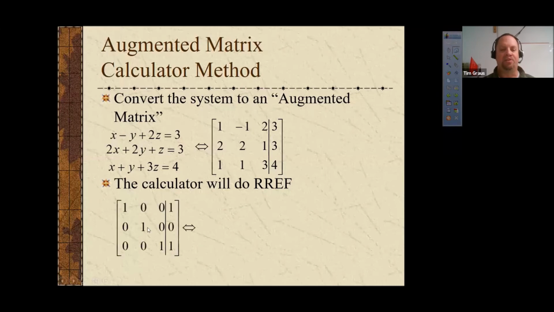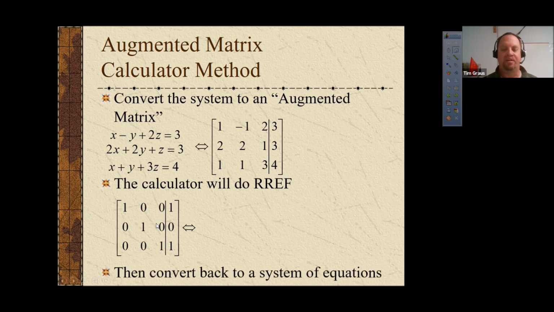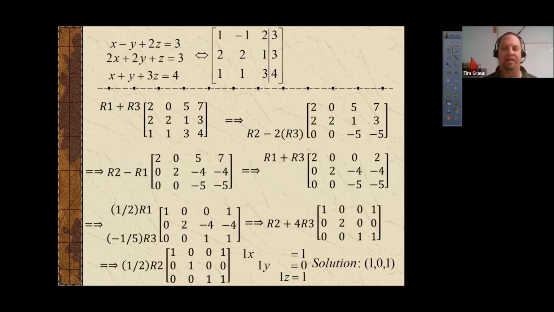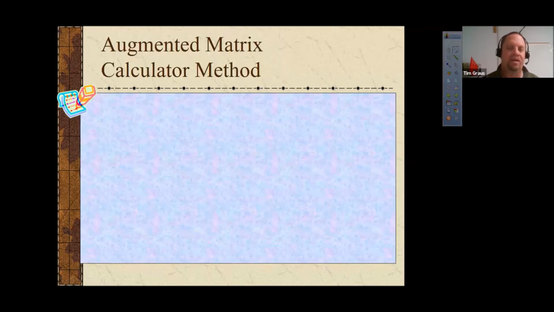So the calculator just determined that row reduced echelon form looks like this. That means converting it back to a system of equations: 1x equals 1, 1y equals 0, and 1z equals 1, and we get that solution we saw previously, 1, 0, 1. Now, I think you will agree with me that that is a good deal quicker than the way I solved it by hand previously. Now, there's nothing special about a 3-by-3 system. This augmented matrix calculator method can work for smaller systems as well.